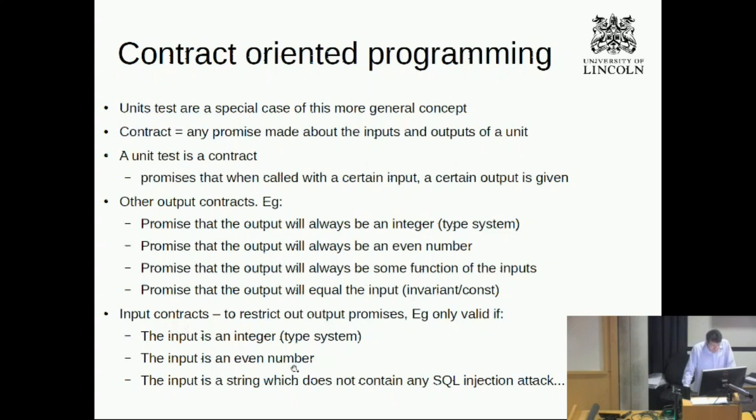We can also make contracts on the input. We can condition our promises. So as an author, this gives you a get out clause. You can say, I promise I'll do all this to my outputs, but only if the caller promises for certain things about their inputs. So you can say, my promises are only valid if your input is an integer. Again, that's something that the type system could be used to handle. Or we could say this is only going to work if the input is an even number. So again, you could do that with Pascal type classes.